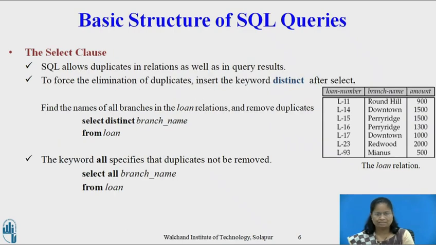SQL allows duplicates in the relation as well as in the query result. To force the elimination of duplicates, insert the keyword distinct after select. Example, find the names of all the branches in the loan relation and remove the duplicates. SQL command: select distinct branch-name from loan. The keyword all specifies that duplicates not be removed: select all branch-name from loan. Since duplicate retention is the default, we will not use all.